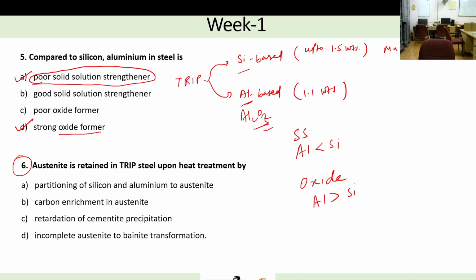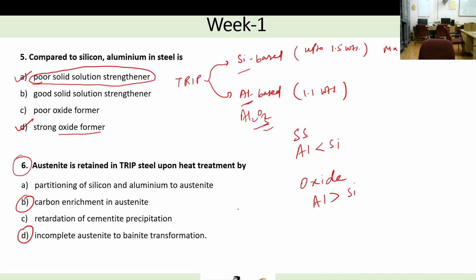So you can solve question number 6. I think 3 people commented their answers. Somebody is saying B and D. So, austenite is retained in TRIP steel upon heat treatment by... The right answer is B and D. So what is happening when you are forming the TRIP steel?